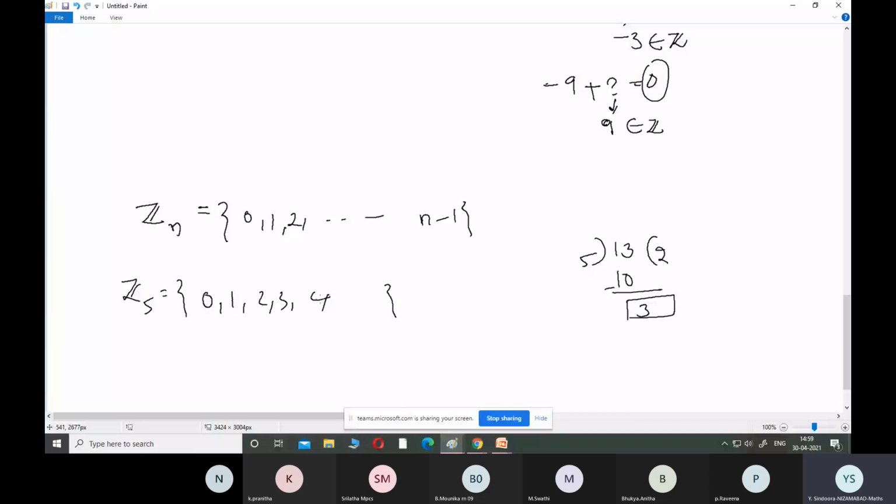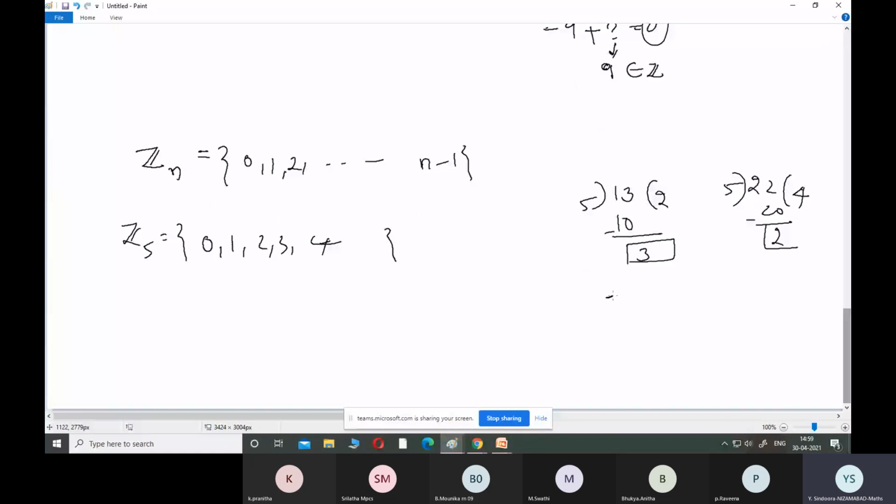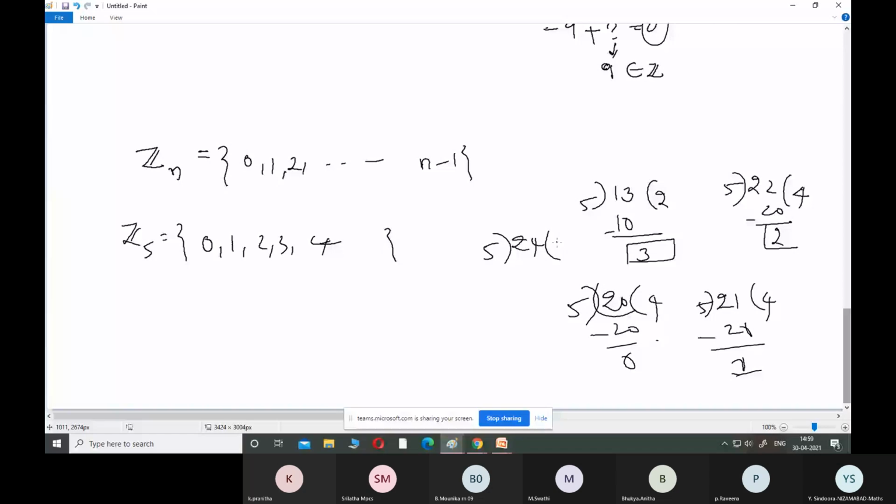If you take 22 and divide with 5, what will be the remainder? It should be 2 for us, right? So 2 I already have here. If you are taking 20 and dividing with 5, the remainder is 0 for us. If you're taking 21, dividing with 5, I am getting 1 as a remainder. I have 0, 1, 2, 3. If I take 24 and divide with 5, I'll be getting 4 as remainder.